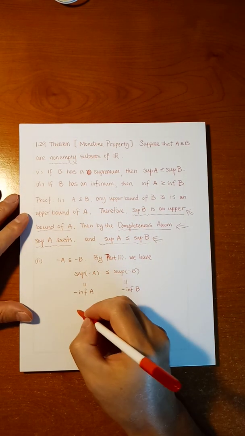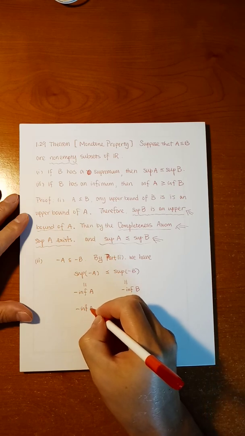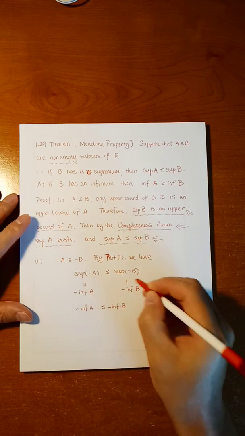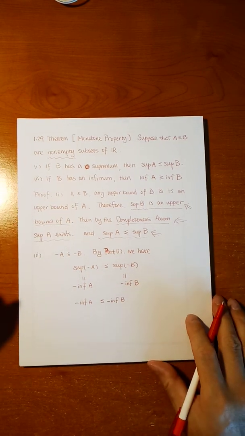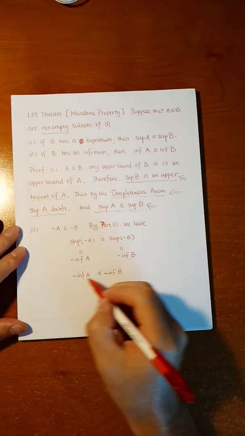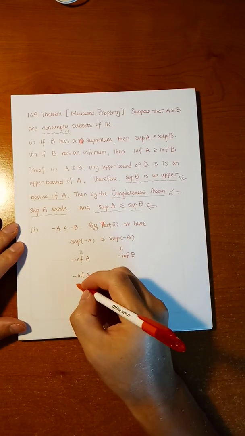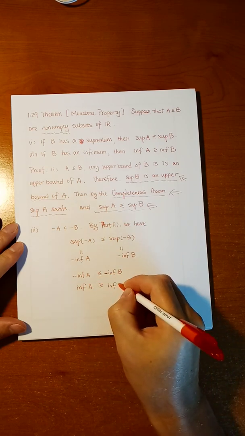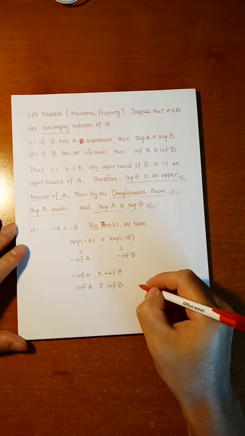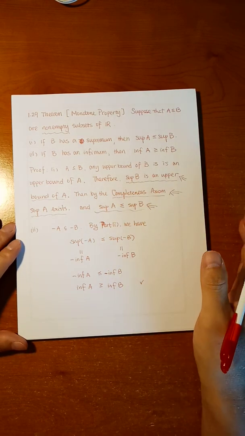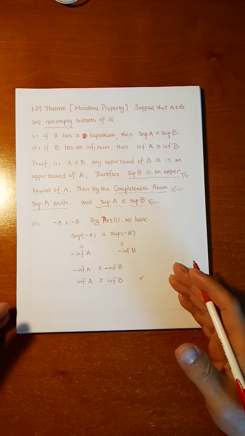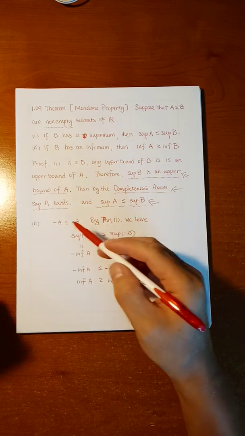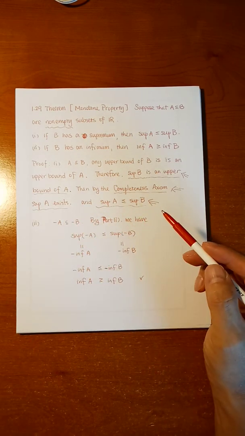Alright, so you get negative inf A is less than or equal to negative inf B. This is equality, just do the substitution. Multiply this inequality by negative 1. You get inf A is greater than or equal to inf B. So everything is done. Okay, so we transform the infimum problem to the supremum problem, but you have to use negative A instead of original A.